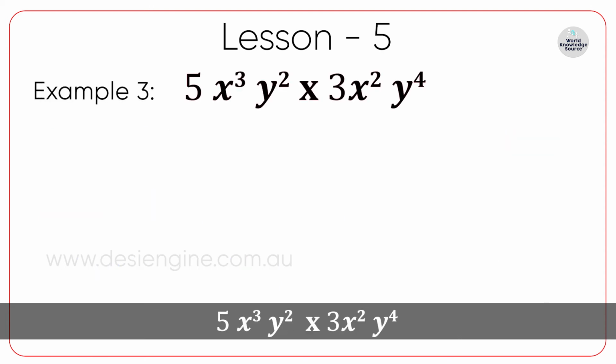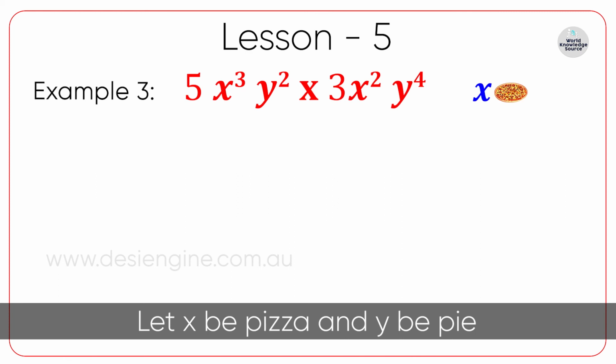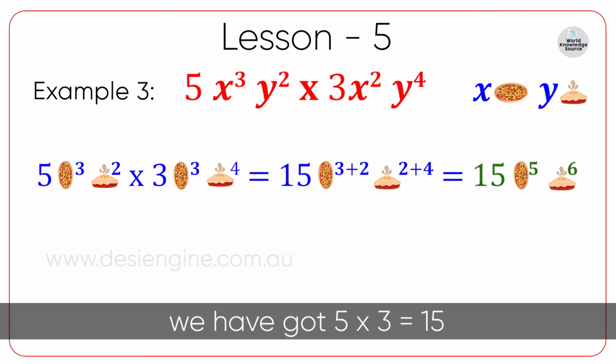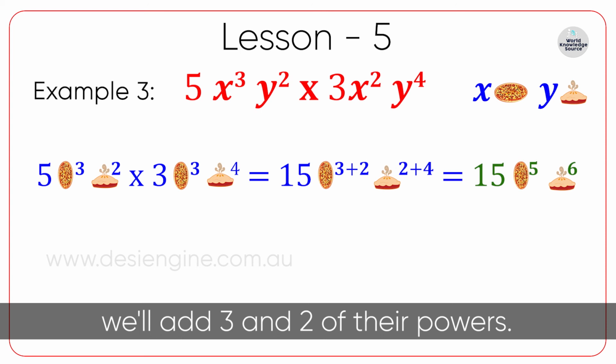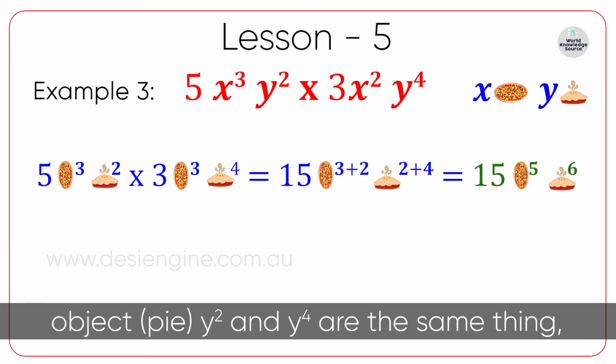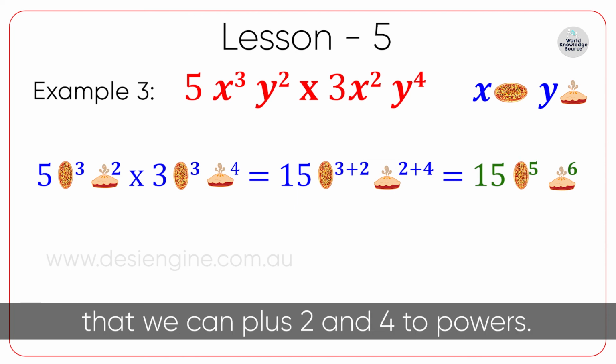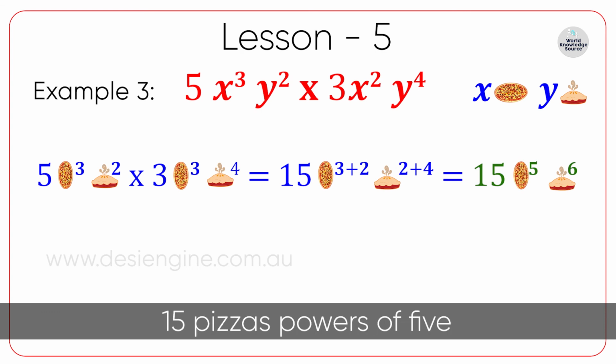Example 3. 5x power of 3, y power of 2, times 3x power of 2, y power of 4. Let x be pizza, and y be pie. We have 5 times 3 equals 15, and since object pizza, x power of 3 and x power of 2, are the same thing, we will add 3 and 2 of their powers. Object pie, y power of 2 and y power of 4 are the same thing, so we can add 2 and 4 to their powers. So the answer is 15 pizza power of 5, and pie power of 6.